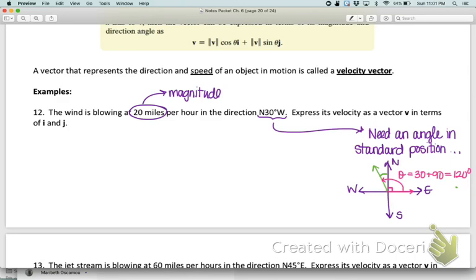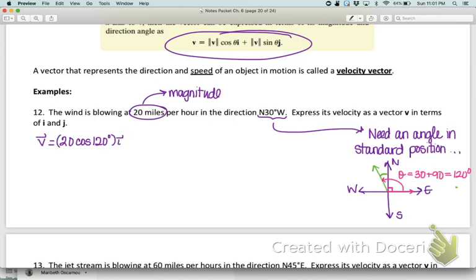So again, using the formula that is right up here, our vector v is going to be the magnitude of v, which is 20, times the cosine of 120 degrees. And that's all times the unit vector i, plus, again, 20. The magnitude is not going to change. And this time it's times the sine of 120 degrees. And that's all going to be times j.